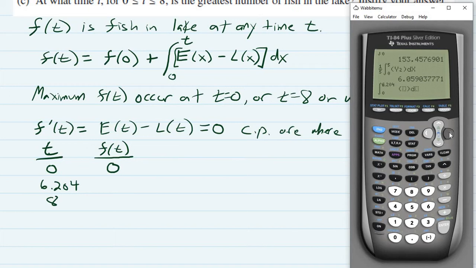We are going to do y1 minus y2 because we're talking about E of t minus L of t. So y1, take away y2, and we see what we get. And the answer is 135.105.